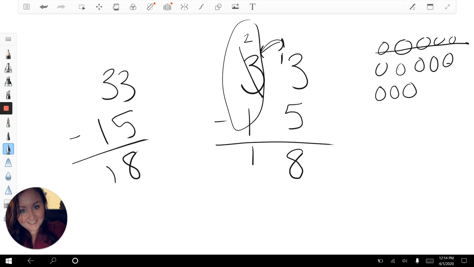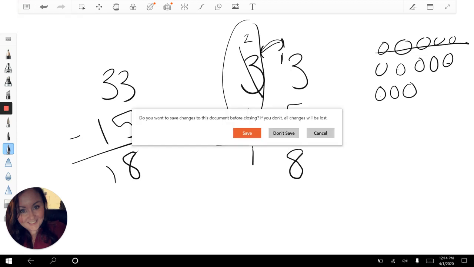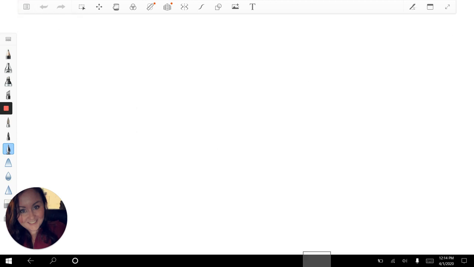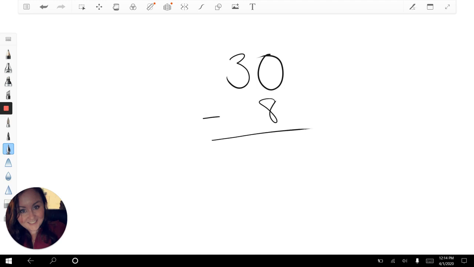Okay, so that's all good and dandy, but what if I have, say, 30 minus 8? It's the same concept as borrowing. We're going to take from the 3, make this a 2, and add 10 over here. So now 10 minus 8 we know is 2. And 2 minus nothing, because there's nothing in this column, right? The 8 can essentially be 0, 8. 2 minus nothing is 2. So 30 minus 8 is 22.